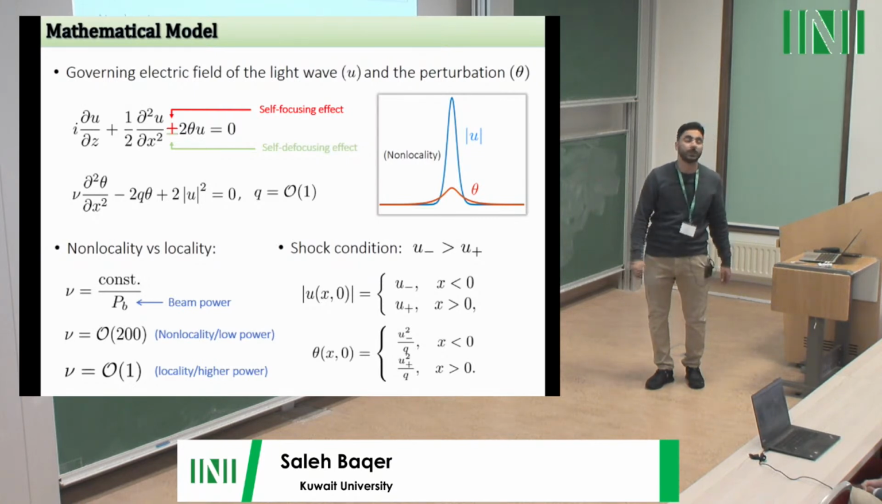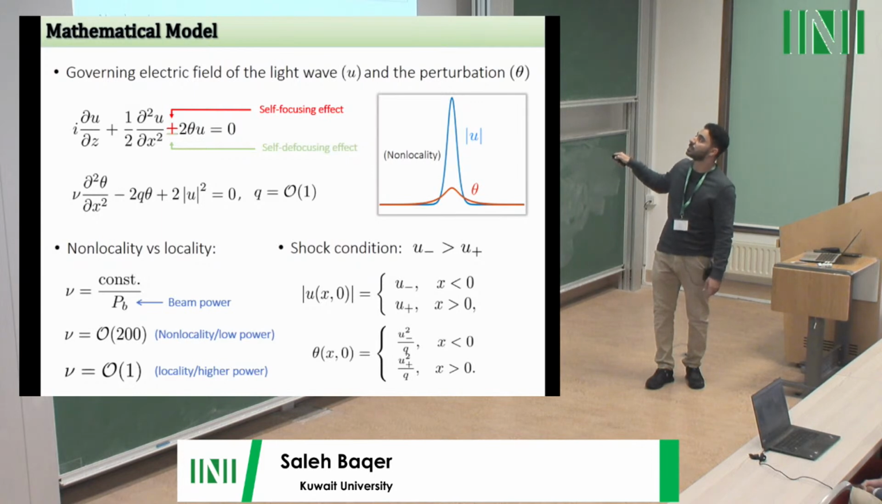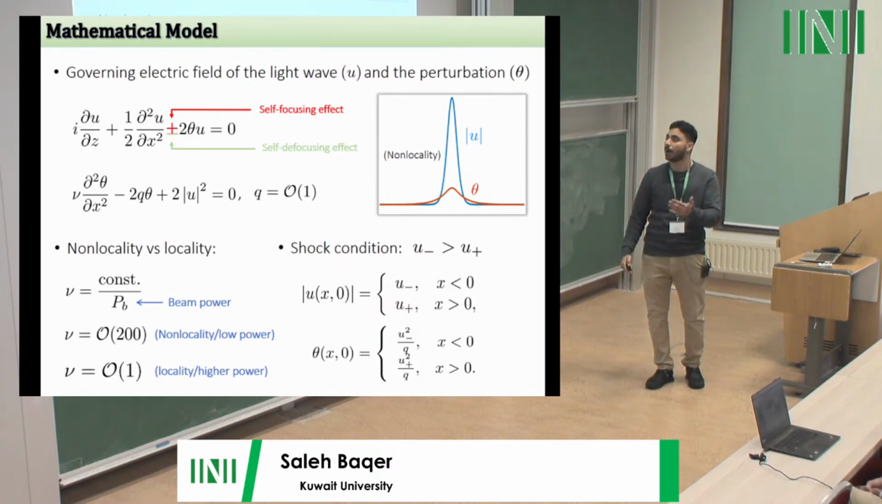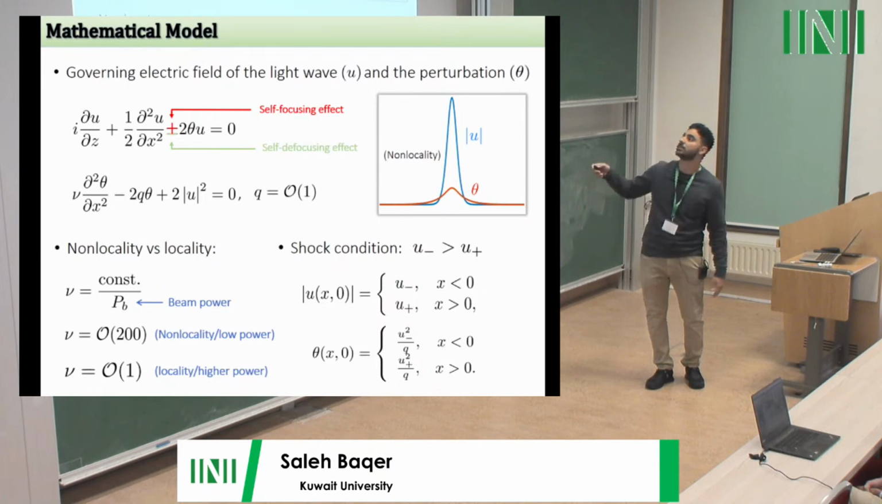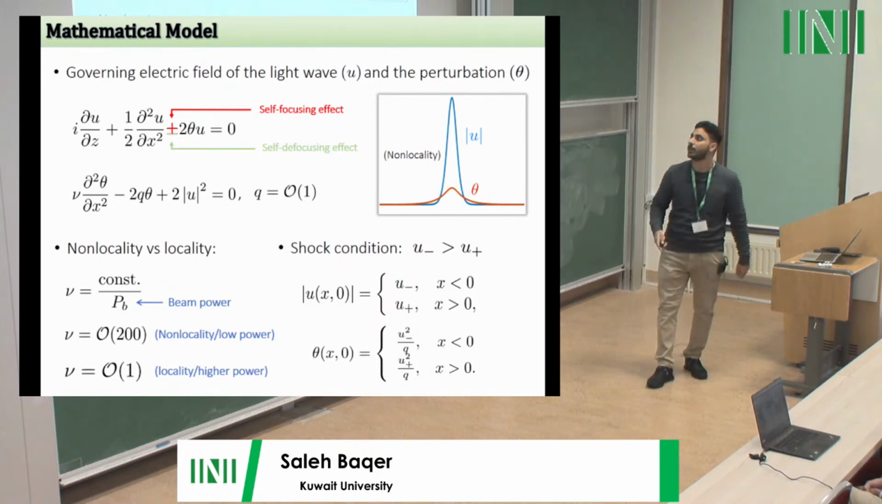By non-locality, I mean that the molecular rotation extends beyond the light wave intensity. And it's inversely proportional to the beam power. So when the beam power is low, you have high non-locality. In experiments it is found to be typically of order 200. And if the beam power is high, you have low non-locality. In this case, the nematic equations reduce to the classical nonlinear Schrodinger equation.